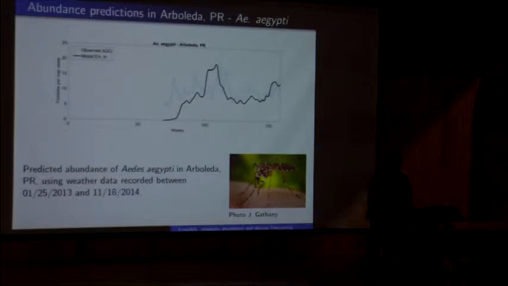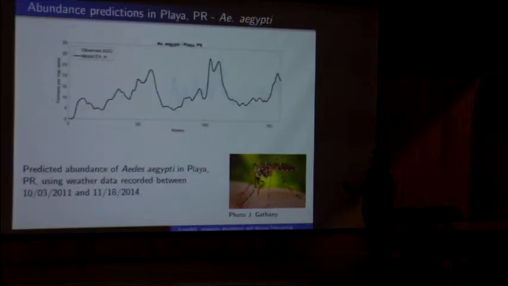And I have a third example, which is in Playa. So in that case, we had the weather data ahead of time. And so we started running the model essentially about a year and a half before we had the data information. But you can see that again, the model picks up the fluctuations in abundance reasonably well.